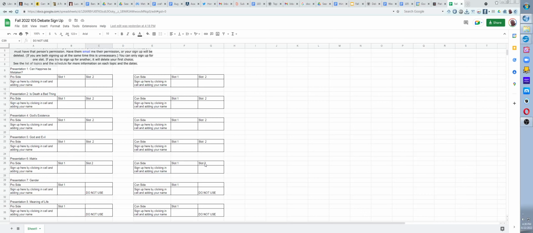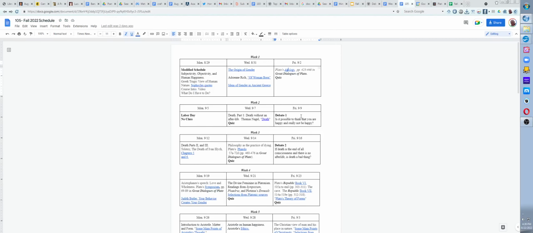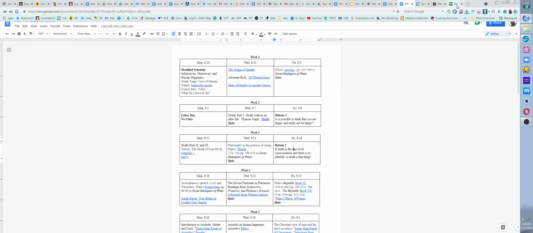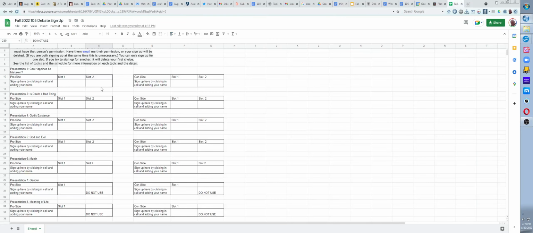The first two debates are kind of special. They happen relatively quickly if you looked at the schedule. First debate is already on Friday the 9th. Second debate is on the Friday of the third week. So those debates are designed to get you familiar with what a philosophical argument is and what's involved in giving a philosophical argument.